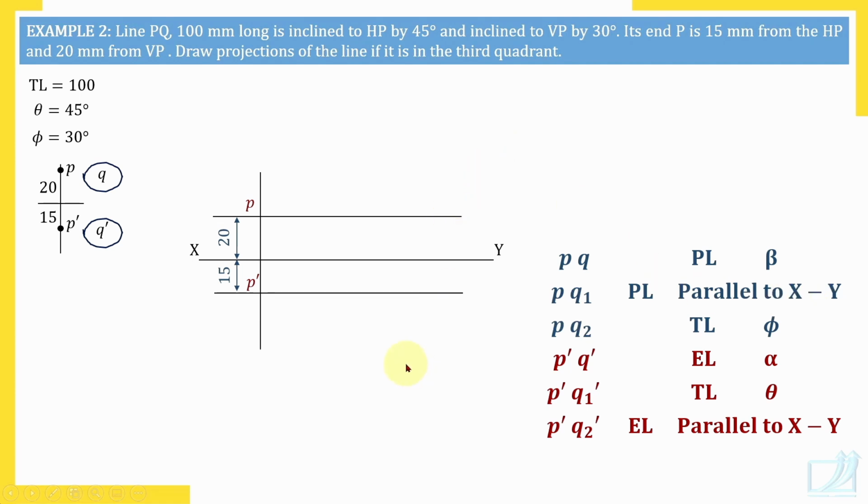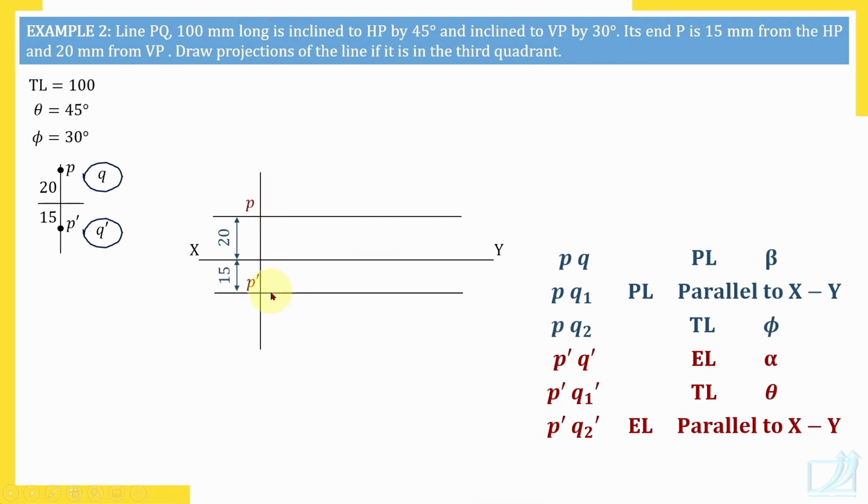Now what logic we use? Try to understand. This is what you are going to do always in all the problems. After marking the reference point, remember, there are 3 top views through point P and there will be 3 front views through point P dash.